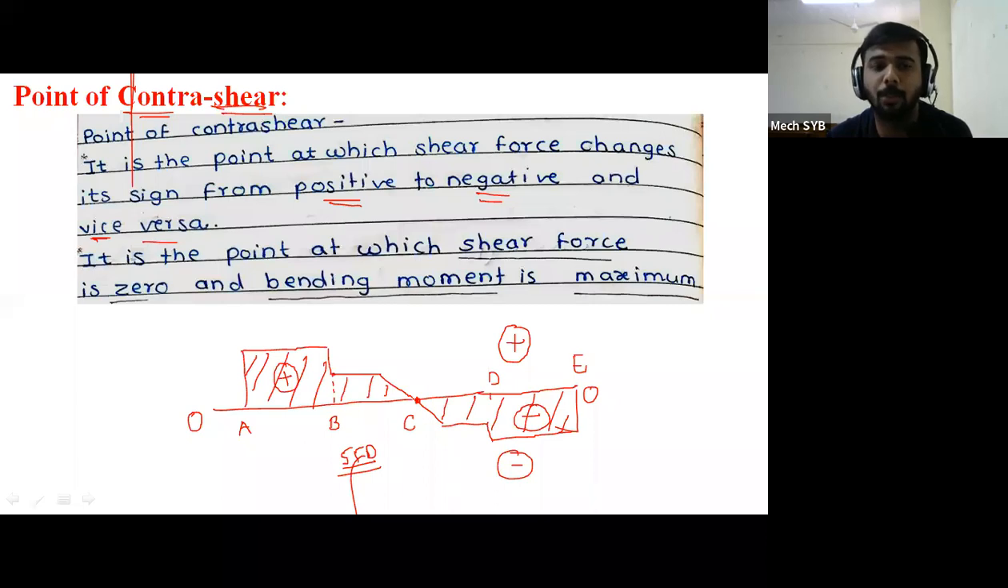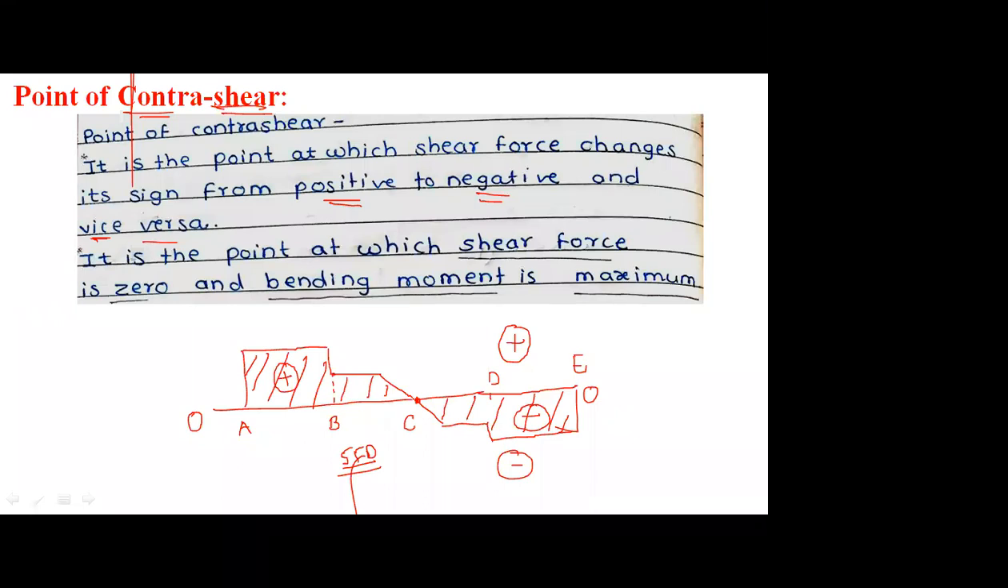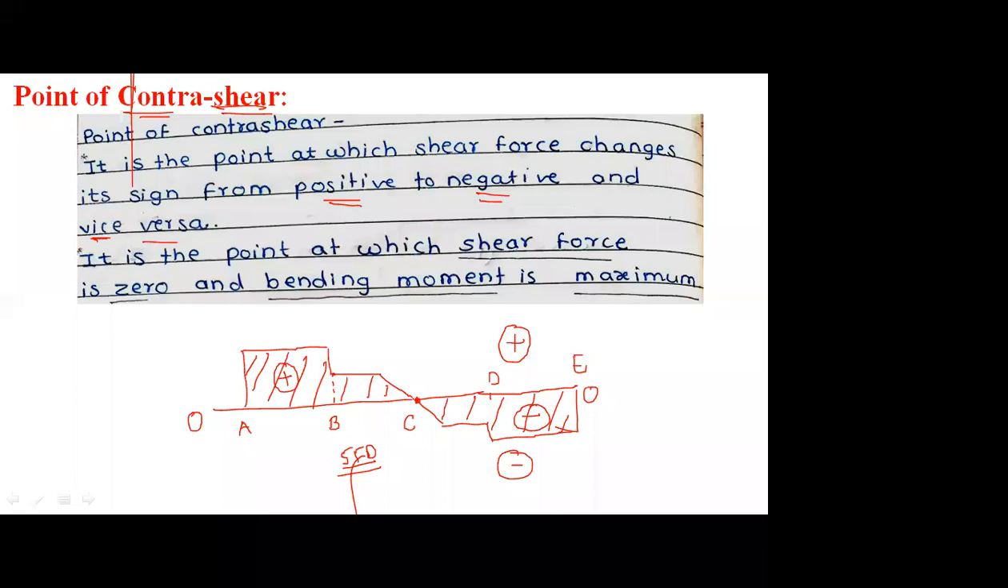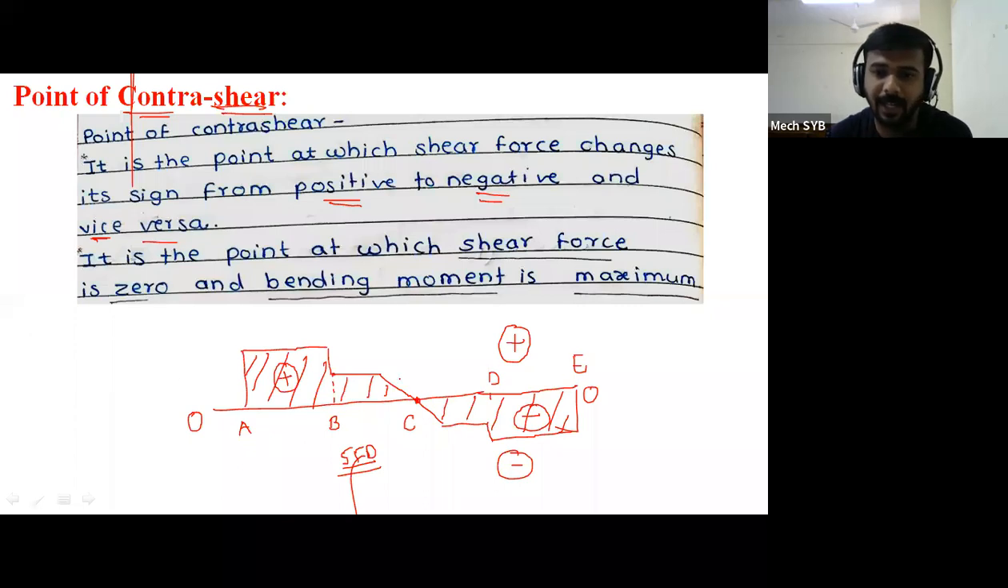If you see such a point in the shear force diagram, what do we call that point? Point of contra shear. Now please tell me, in this particular shear force diagram, which point is called a point of contra shear? C. Which point is called the point of contra shear? What about the others? Either A, B, C, D or E. C, because as per our definition, it is the point at which shear force changes its sign from positive to negative.